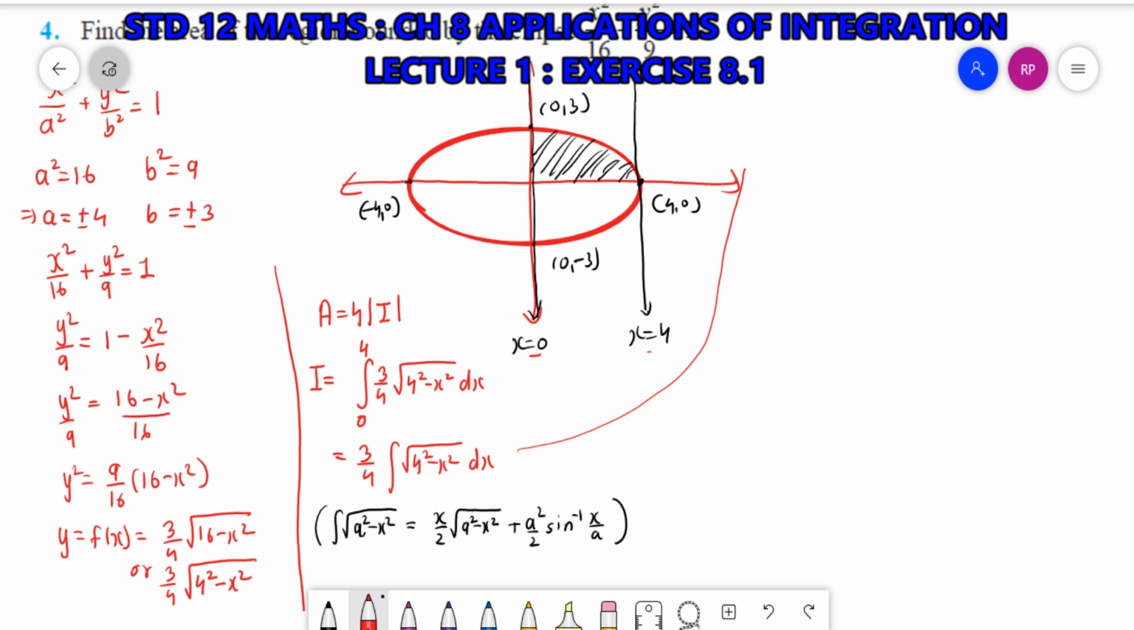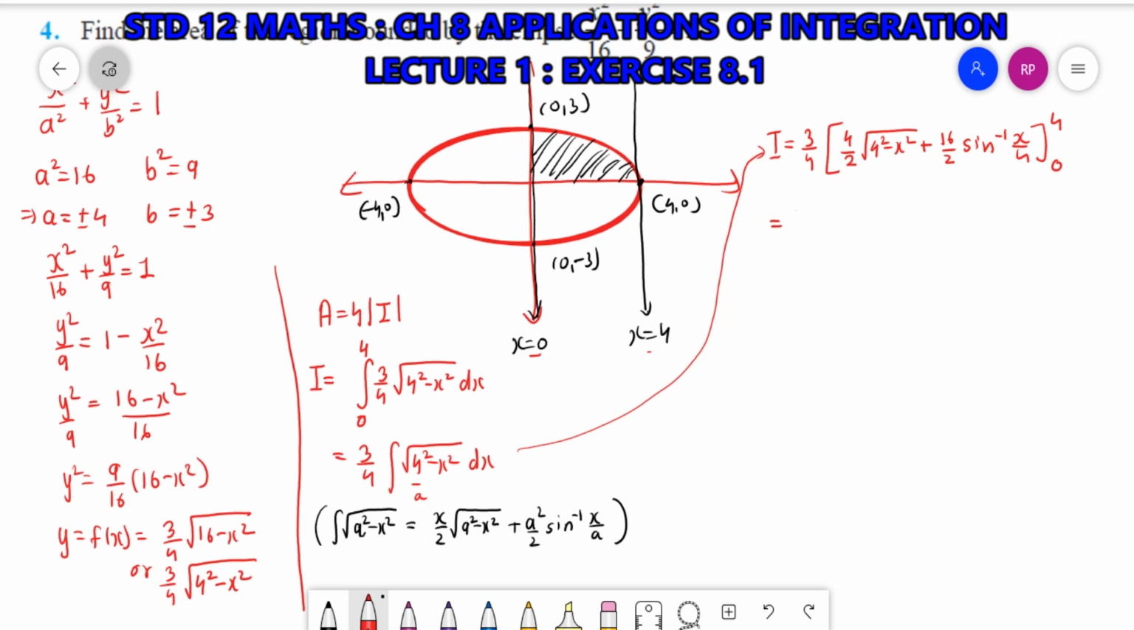Okay, so here we will get I equal to 3 by 4. What is a? a is 4. So this will be equal to 4 by 2 under root of 4 square minus x square plus a square by 2, so that is 4 square, that is 16 by 2 sine inverse x by a. That means it will be x by 4. And it's 0 to 4.